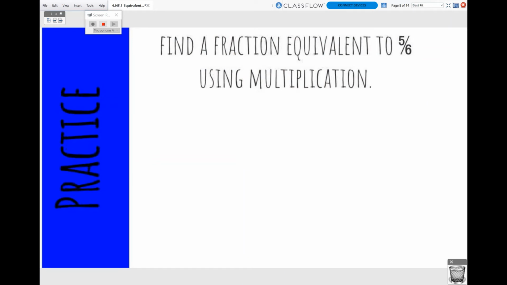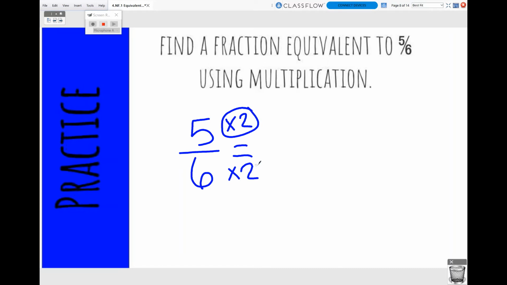For our first practice problem, it's to find a fraction equivalent to 5/6 using multiplication. So we're going to write our starting fraction down. And then whenever we go to find an equivalent fraction, we're going to pick a friendly number to multiply the numerator and the denominator by. So we're going to start off with a pretty simple one. We're going to pick 2. So if I multiply my numerator by 2, I also have to multiply my denominator by 2. 5 times 2 is 10. 6 times 2 is 12. So our equivalent fraction is 10/12.